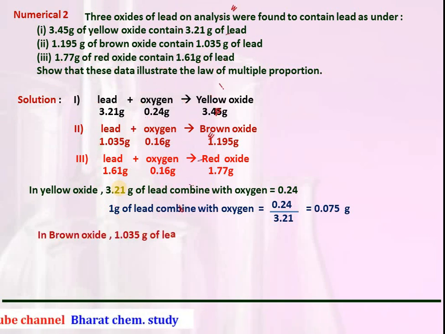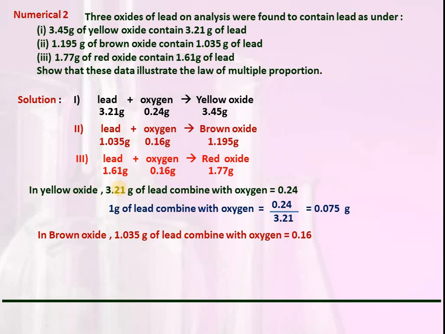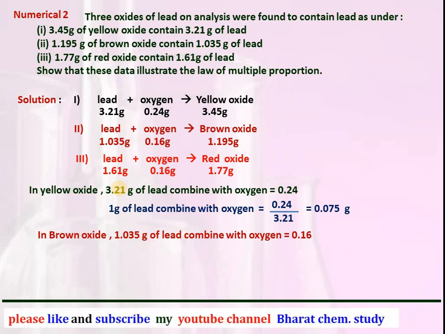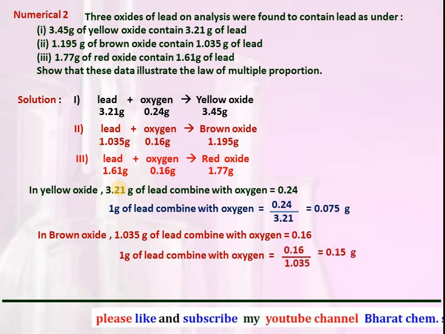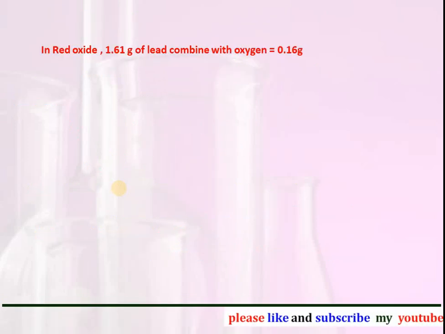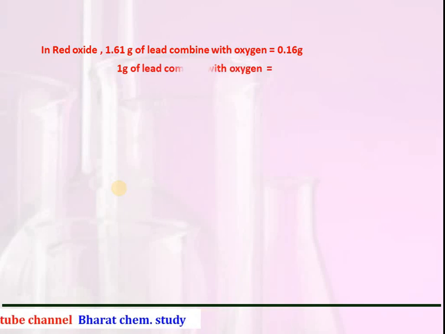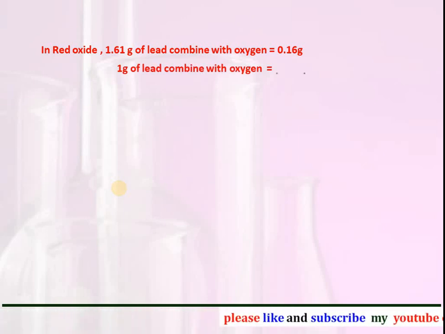Similarly, in brown oxide, that is the second experiment, 1.035 gram of lead combined with oxygen is equal to 0.16 gram. So 1 gram of lead combined with oxygen is equal to 0.15 gram for brown oxide. In red oxide, 1.6 gram of lead combined with oxygen is equal to 0.16 gram. So that means 1 gram of lead combined with oxygen to form red oxide is equal to 0.10 gram.